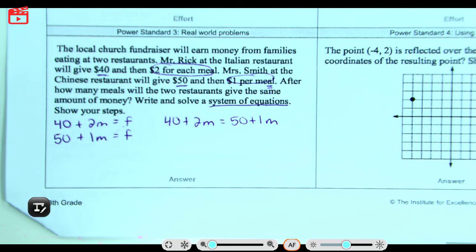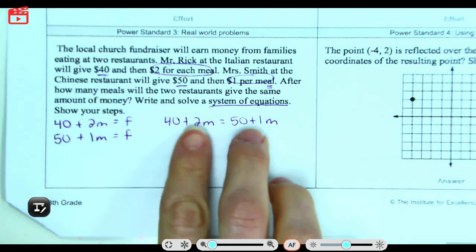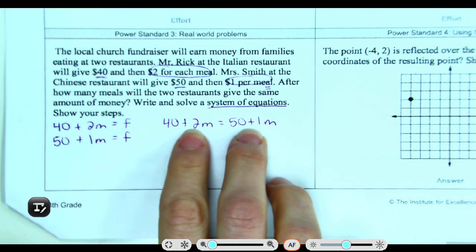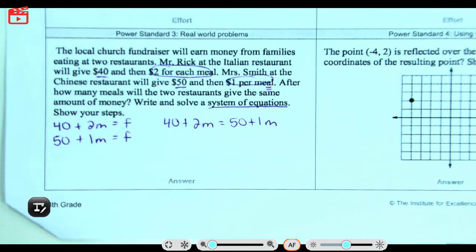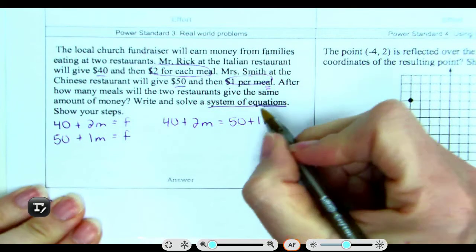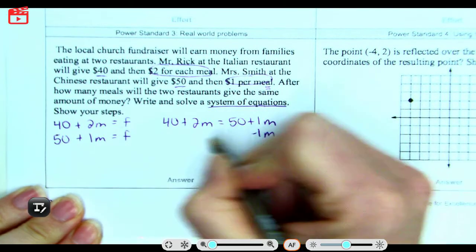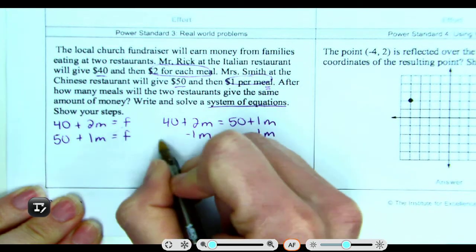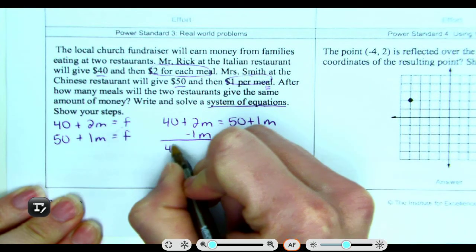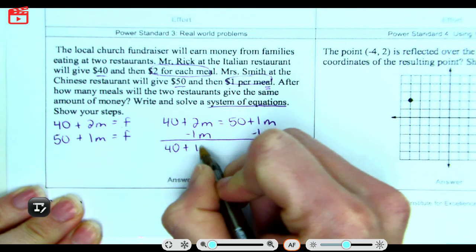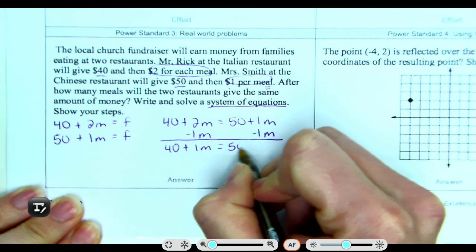Now remember, some of the rules we have is you need to make sure both sides of the equal side are simplified, which they are, and then you have to get rid of the variables on one of the sides. So I'm going to choose to get rid of the 1m, meaning if I subtract 1m from this side, I can do that as long as I subtract 1m from the other side. So I have 40 plus 2m's minus 1m is 1m equals 50, and that's it.